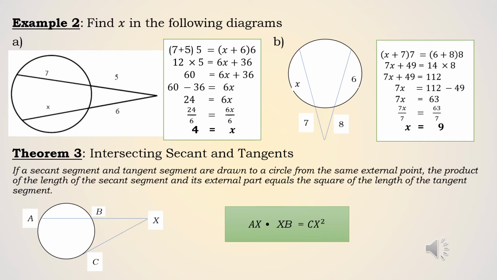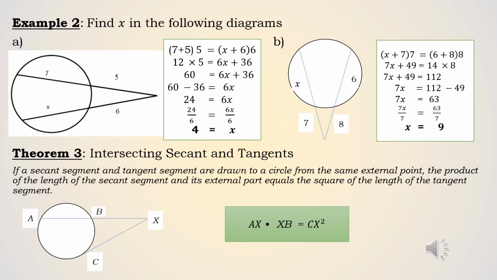The full length of the top secant would be 7 plus 5 times the outside length, which is 5. That is equal to, for the second secant, again we'll apply the same rule. This time the full length is x plus 6 times the outside length, which is 6. So (7 plus 5) times 5 is equal to (x plus 6) times 6. Let us now simplify this expression.